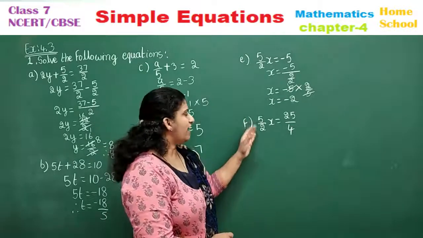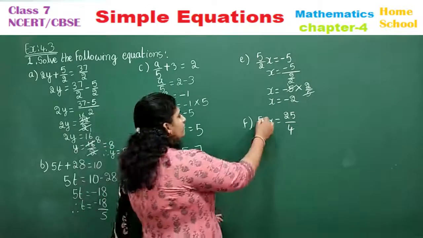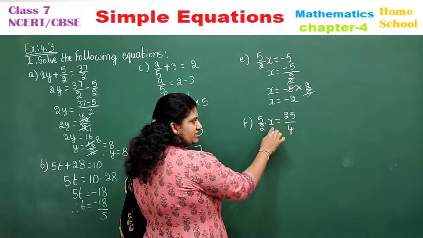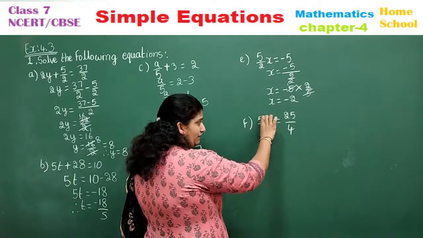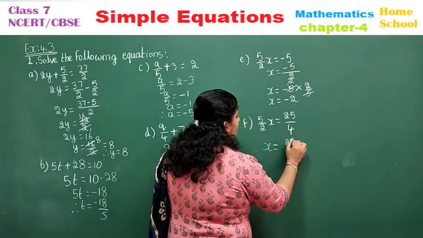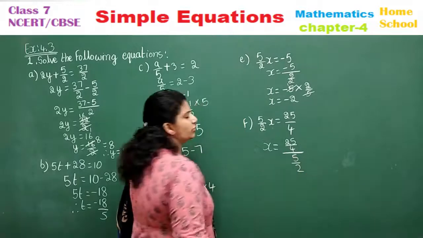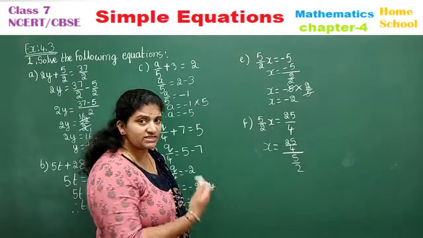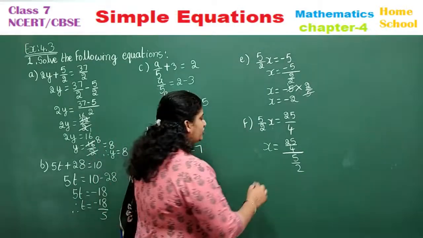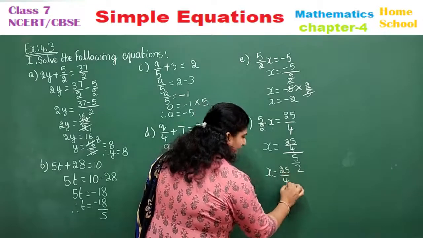Next problem, 5 by 2x is equal to 25 by 4. 5 by 2, x is a variable. 5 by 2 is a multiple, so send it to the other side, it will be divided. 25 by 4 divided by 5 by 2. When a fraction is divided, what do you need to do? Multiply the reciprocal of the fraction. X is equal to 25 by 4 as it is.